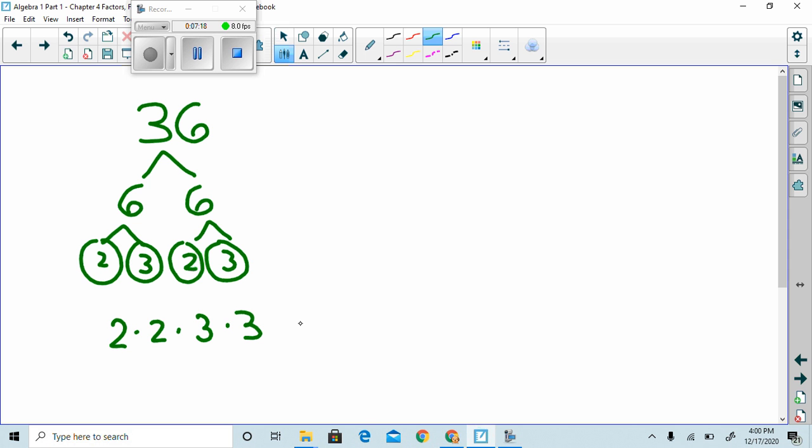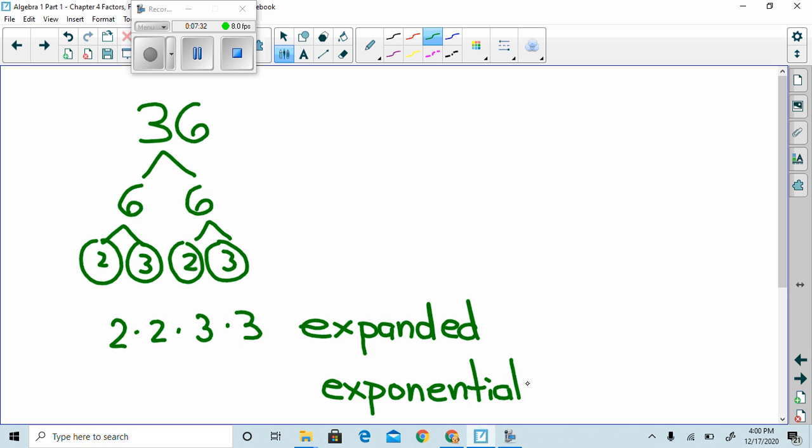This is what we call the expanded form. Okay, now I'm going to write it in the exponential form, which means I'm going to be putting it into base and exponent. So I take the base and I count up how many there are. Take the next base and count up how many there are. 2 squared times 3 squared gives me 36.